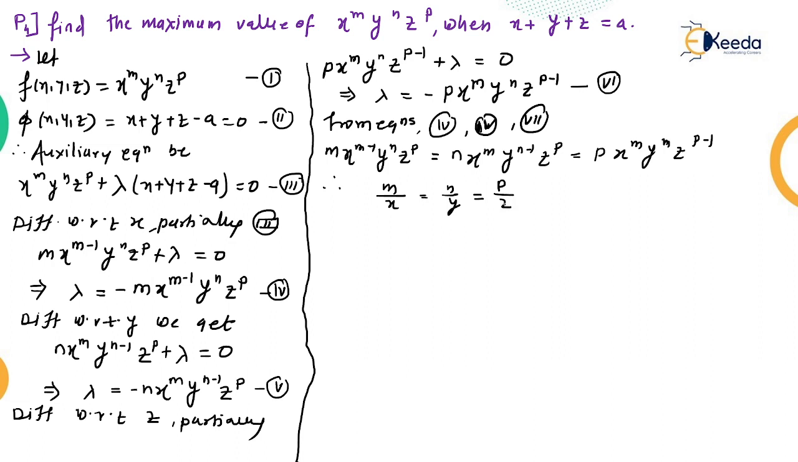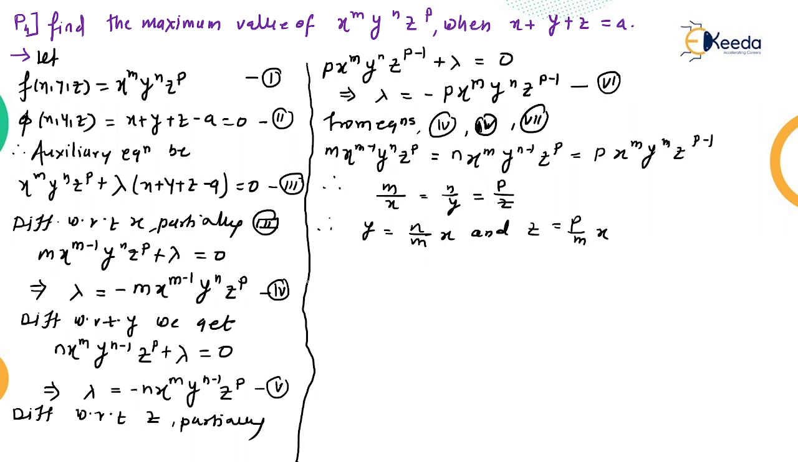Okay, now our next target is to find the value of y and z in terms of x. You have to compare the first two, so we get the value of y equal to n divided by m into x. Also you have to find the value of z in terms of x, which means you have to compare the first and third. So we get z equal to p divided by m into x.